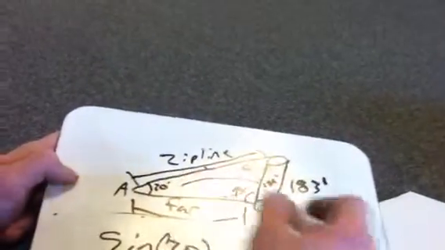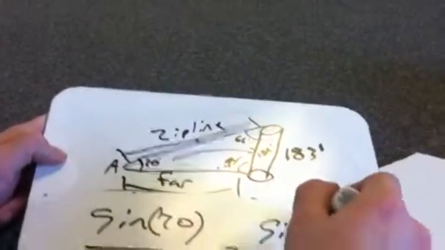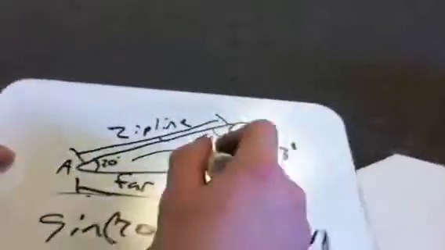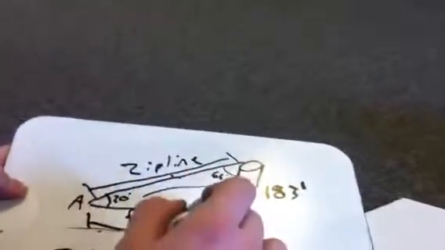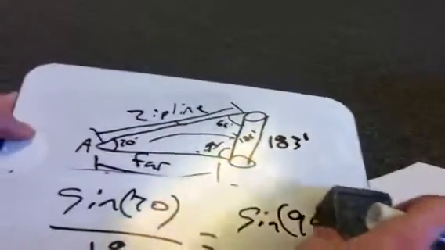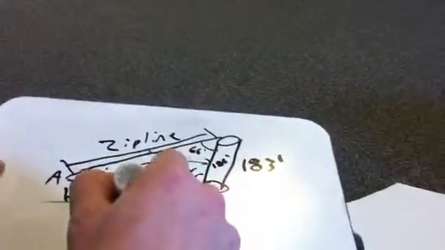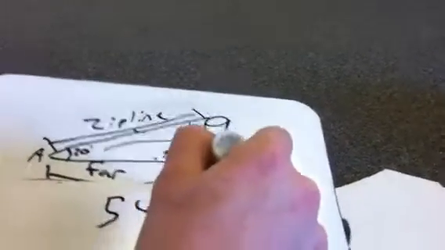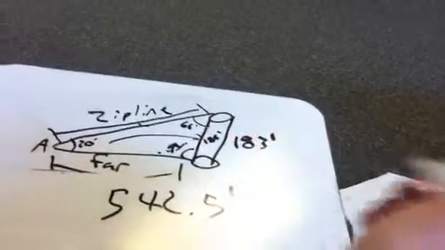So that's how we would get the sine of 20 over 186, which is the sine of 94, because to figure out the hypotenuse, we have to know the angle opposite the hypotenuse, which is the sine of 94. We know that degree, so we just put that over the hypotenuse, which we don't know what that is. But when we solved it, we got the hypotenuse was 542.5 something feet.